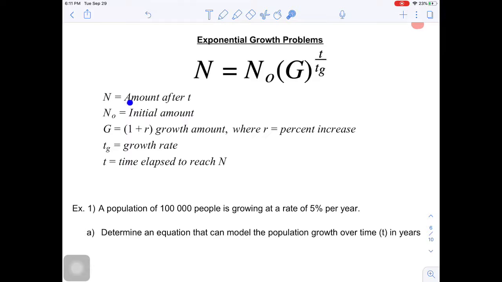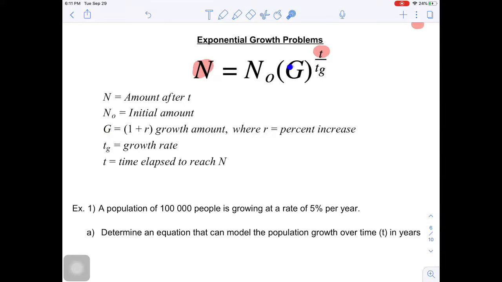So N is the amount after t. So that means that this N is related to this t value. After a given amount of time, this is what we have at the moment. N0 is the initial amount. So what did you start with?